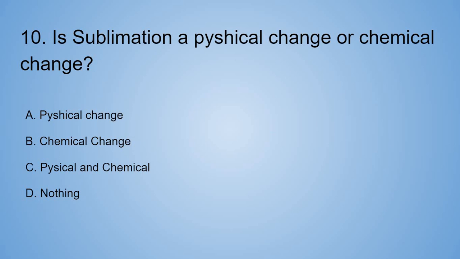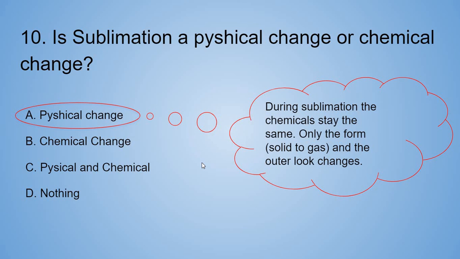Number 10. Is sublimation a physical change or chemical change? A, physical change. B, chemical change. C, physical and chemical. D, nothing. Physical change is the outer look changing, and chemical change is the chemicals inside changing. Now, tell me, what is the answer? Good. The answer is A, physical change. During sublimation, the chemicals stay the same. Only the form, solid to gas, and the outer look changes.